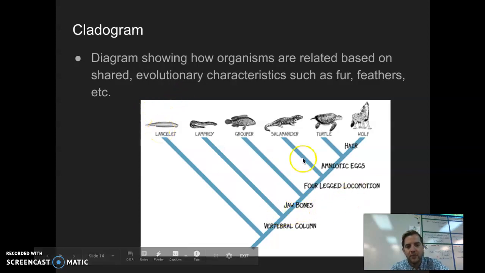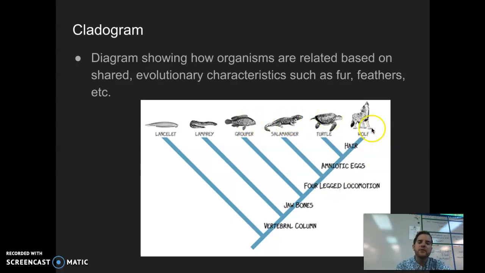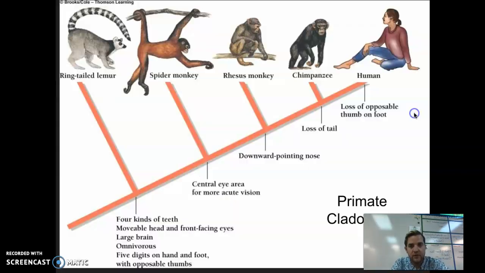Jawbones left out the lampreys. Four-legged locomotion left out the fish. Amniotic eggs left out salamanders, which are amphibians, and then hair left out the turtles. So mammals are actually most closely related to turtles or reptiles than we are to most amphibians and fish. But this is how we use a cladogram to kind of just say, okay, so at each split, there's something that left someone in the dust and allowed another organism to continue forward.